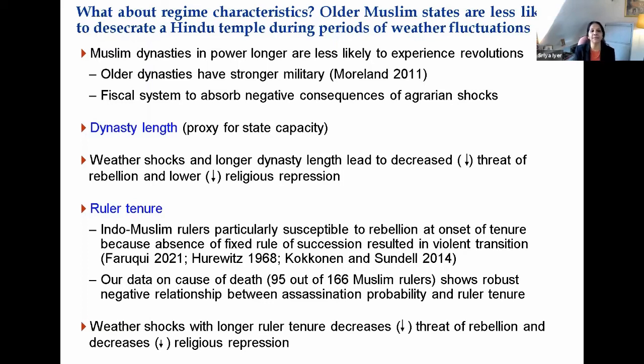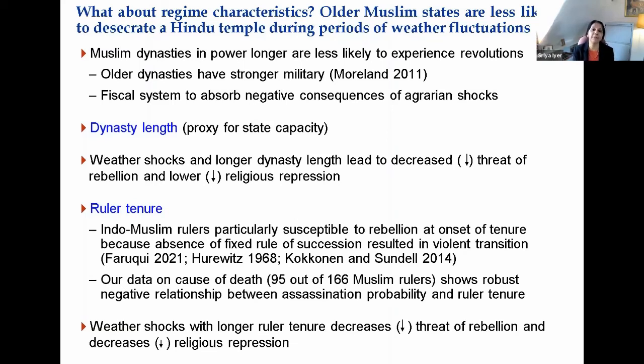The other factor that might matter is not just how long the dynasty was in existence, but the tenure of specific rulers. Now, the Indo-Muslim rulers were particularly susceptible to rebellion at the onset of their tenure because there was no fixed rule of succession. And so the most famous story associated with this is Aurangzeb. Again, he was one of 4 brothers. Shah Jahan, his father, had decreed that Dara Shikoh, the eldest son, would become the next emperor.